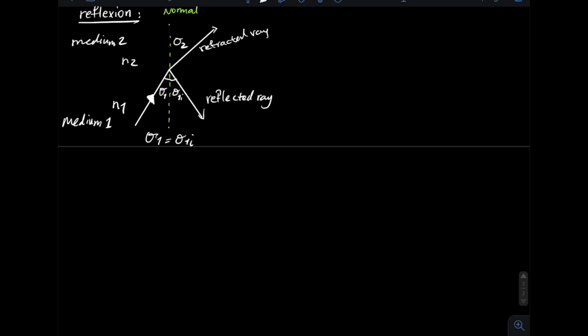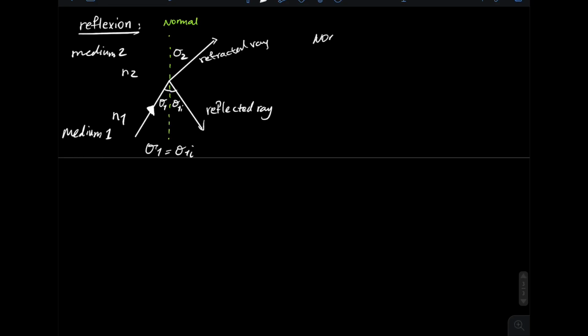Okay. What is normal? As I said here, I said axis. The normal is a line perpendicular to the surface at the point where the incident light strikes the surface. So at the point where the incident light strikes the surface. That's what normal means.